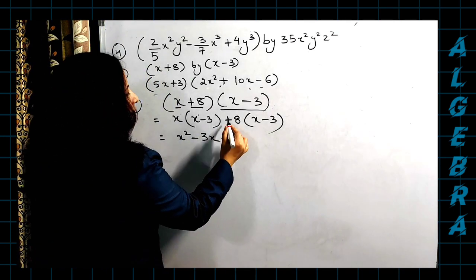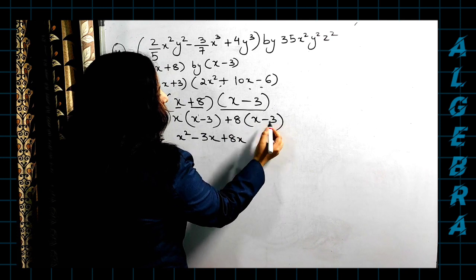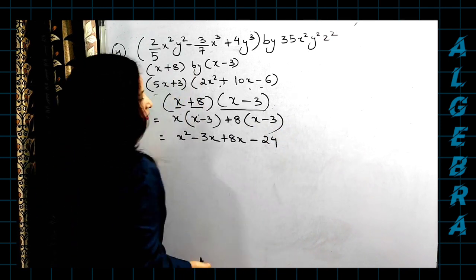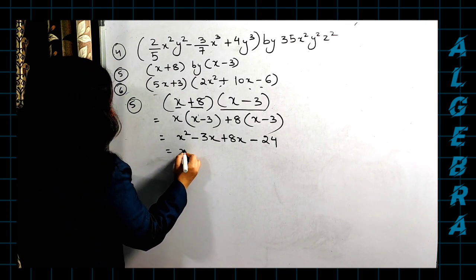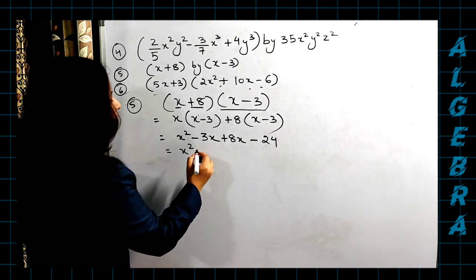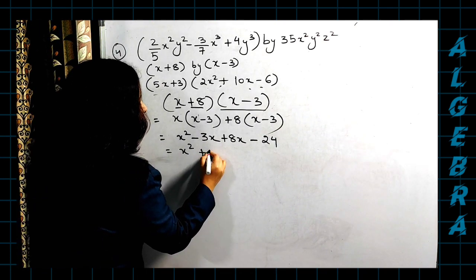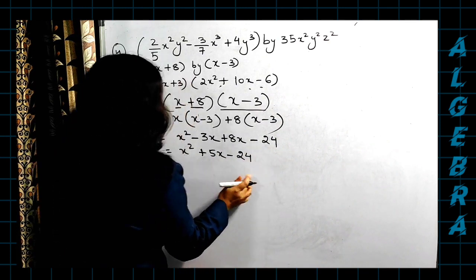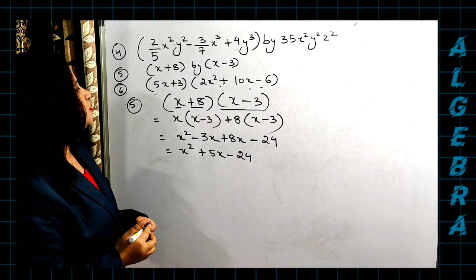Plus multiplied by plus 8, and multiplied by minus 3. Plus into minus is minus, 8 threes are 24. Okay. Now these two are like terms. Minus 3 plus 8 will give me plus 5x. Then the answer is x squared plus 5x minus 24.